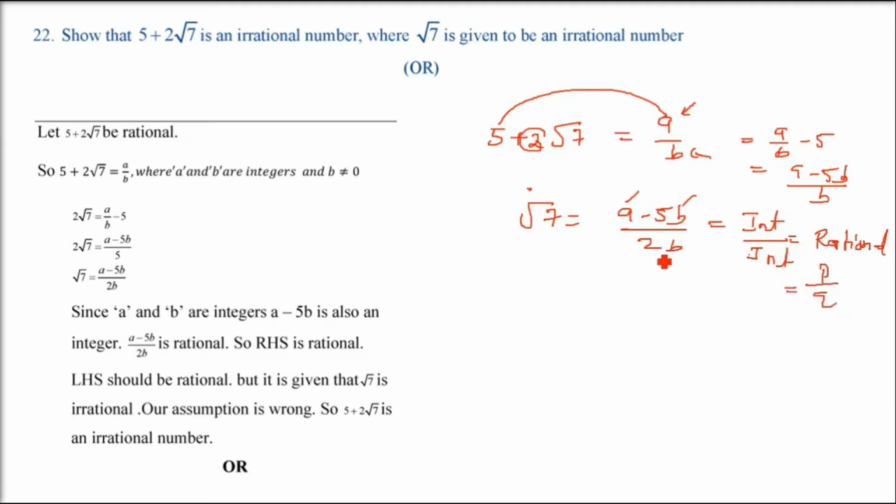It's in P by Q form. But the problem is root 7 is given in the question to be an irrational number. What we assumed initially was wrong. We assumed it to be a rational number and we proved root 7 is also a rational number, which it is not. So our assumption initially was wrong. It was already irrational.